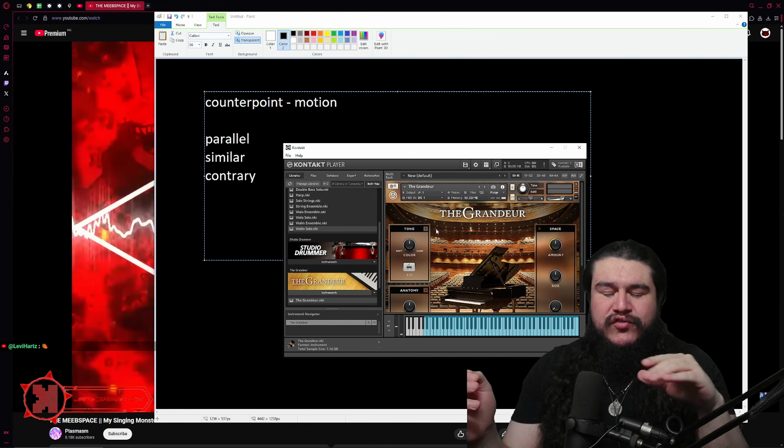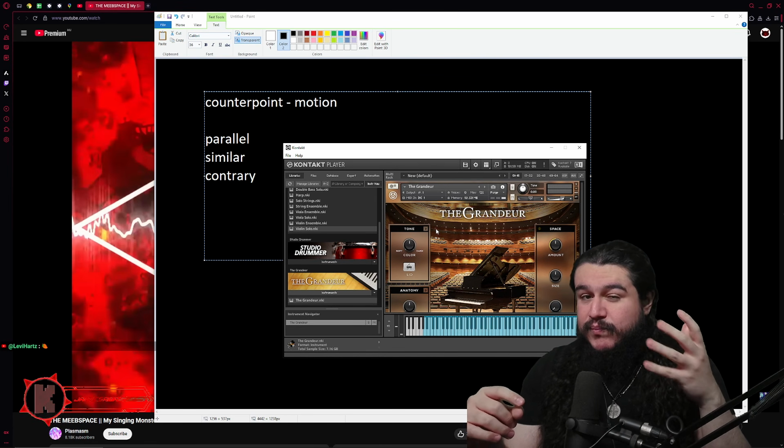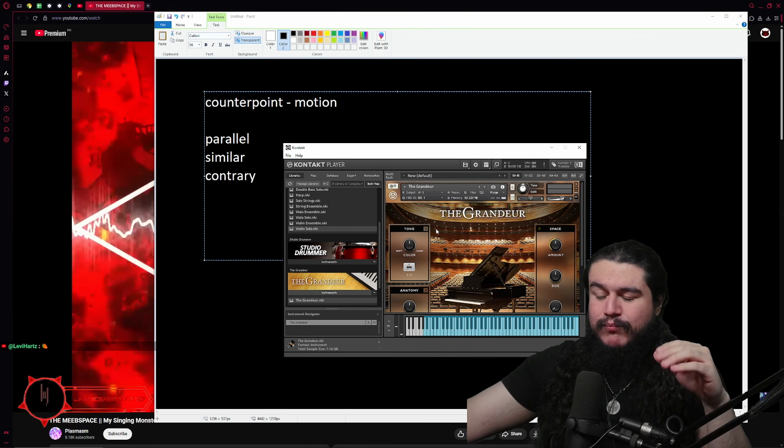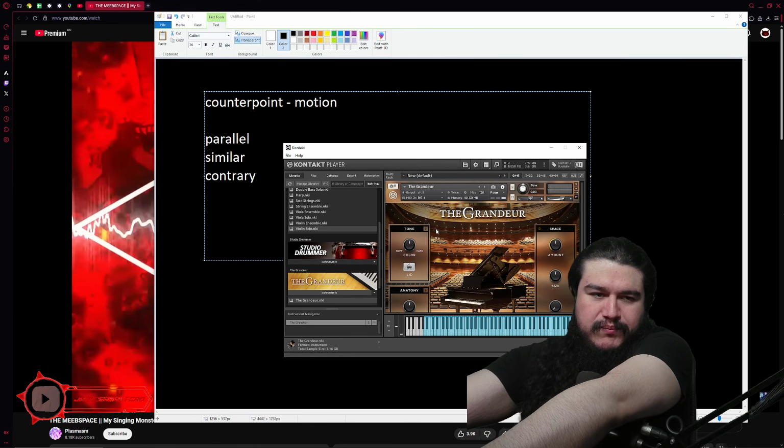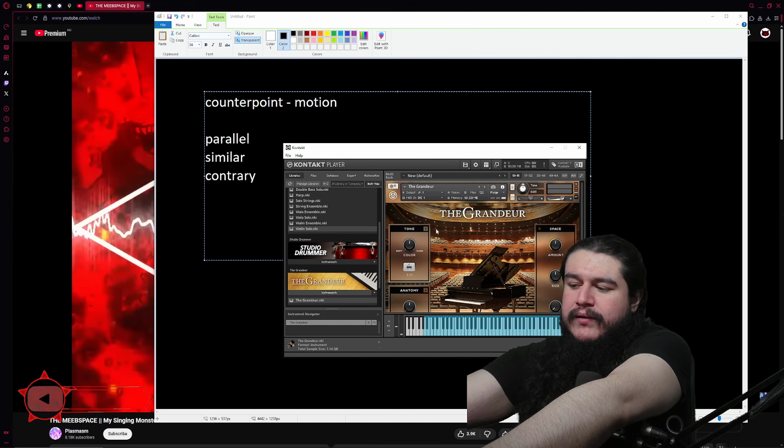Similar motion means that both of the melodies are kind of doing the same thing, but not really 1-to-1. Similar motion is where we get the concept of species counterpoint, which is like the proportion of how many notes per note, right? I always give the example of the D minor invention by Bach.